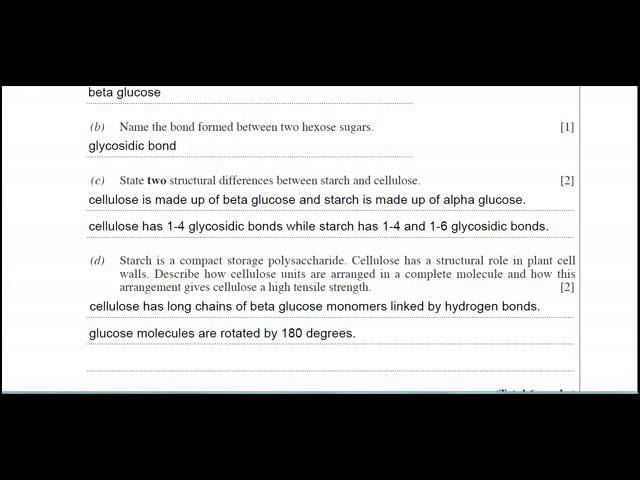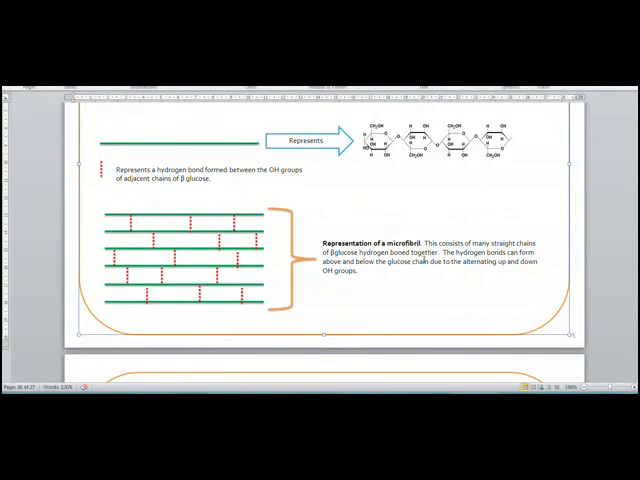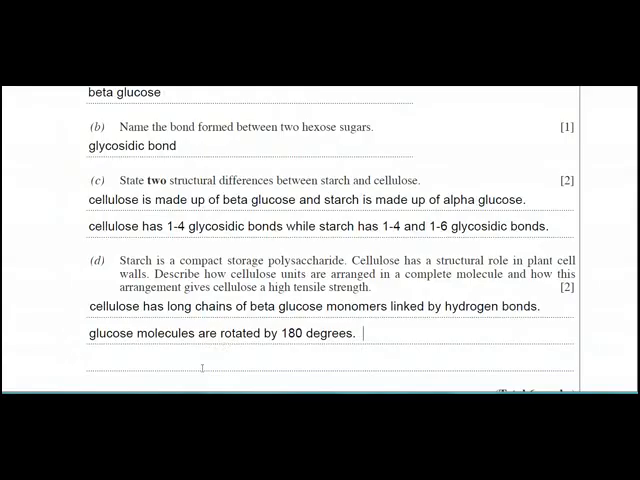You could have put in your answer the term microfibril. Okay, I've mentioned microfibril there. Just remember that a microfibril is formed when you get many long straight chains of beta-glucose being hydrogen bonded together. Okay, so they would have accepted the formation of microfibrils as well.